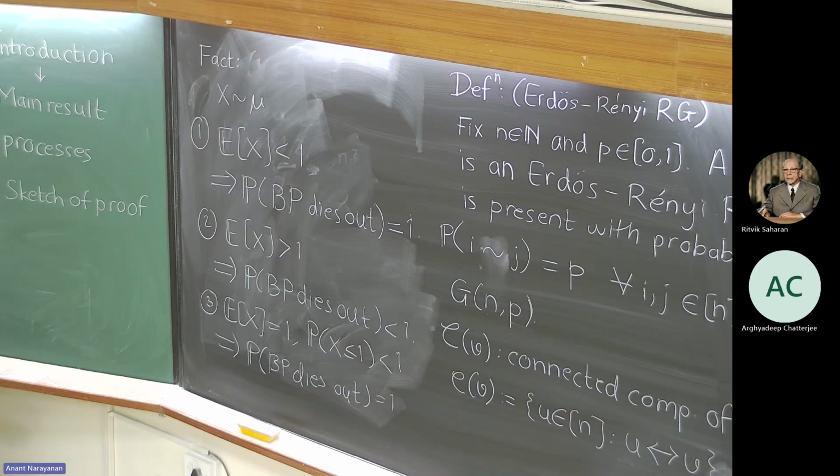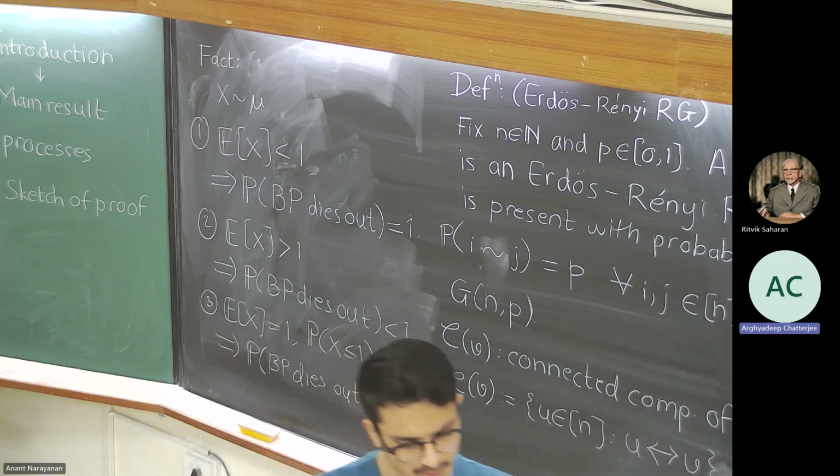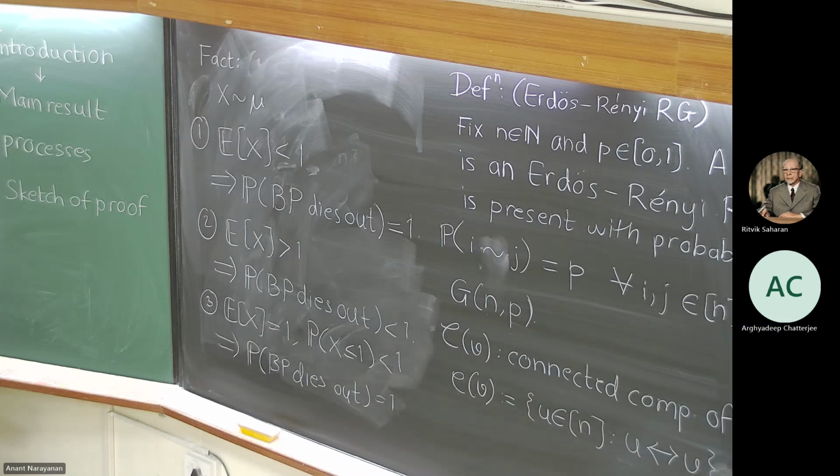For greater than 1, if the expectation of x log x is finite, then I think this process dies out with probability less than 1. But otherwise it should die out with probability 1, I think. If I'm remembering correctly, there's a theorem due to Kesten and Stigum.